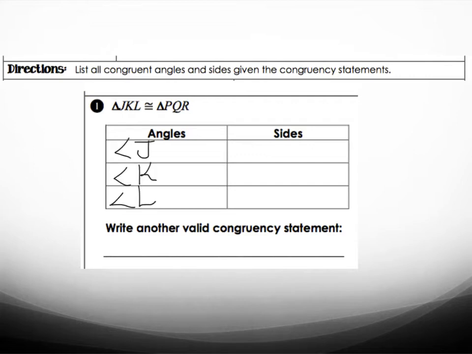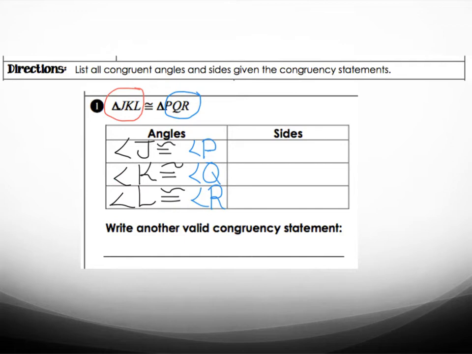So what I've done is I've listed all the angles in triangle JKL. And what I'm going to do is I'm going to show you what they are congruent to. So take a look. I've matched up all the corresponding angles. J, K, L, which is the first, the second, and the third. And I've matched them up to corresponding angles P, Q, R, which is the first, the second, and the third.